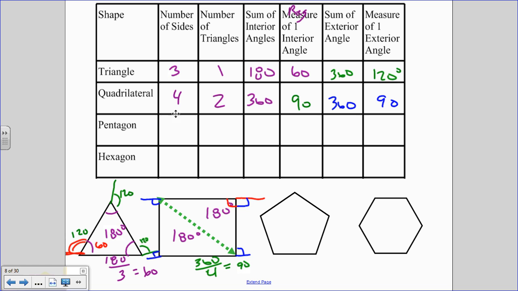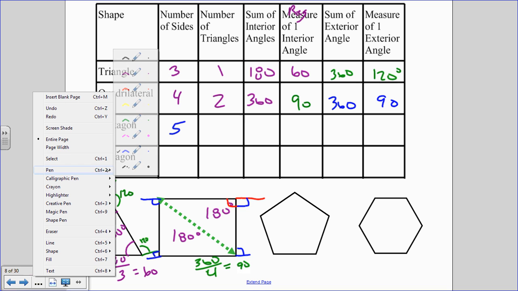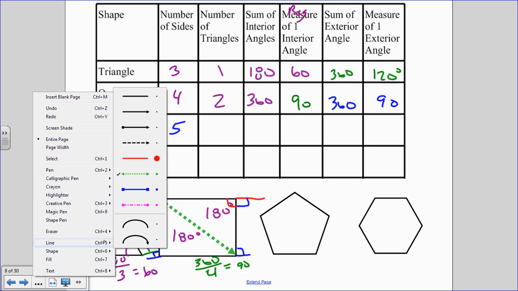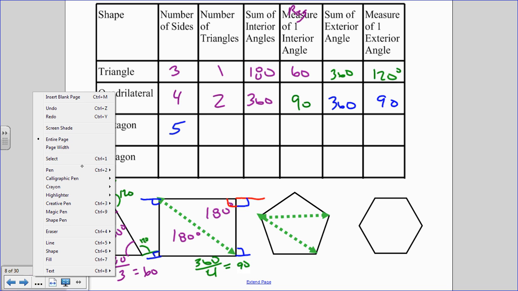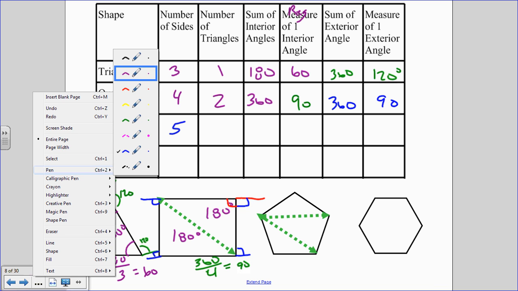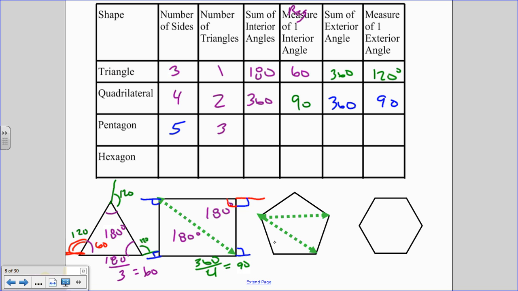For a pentagon, it has 5 sides. And let's see how many triangles can be formed when I draw the diagonals on a pentagon. 1, 2, 3. So there's 3 triangles. So that means it's 180 plus 180 plus 180. So that means it's 540.